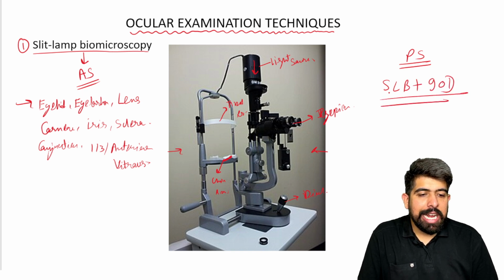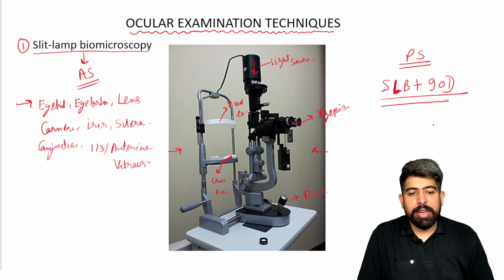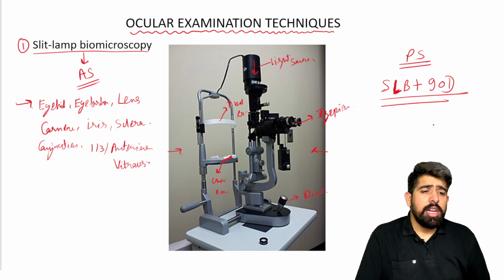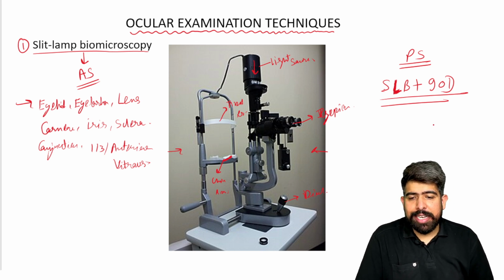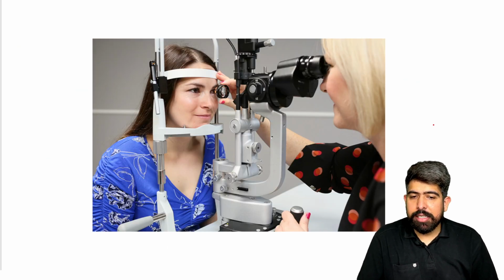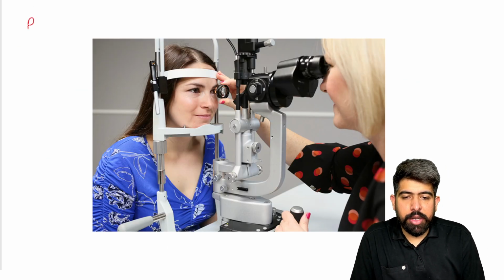What will I use? I will use the slit lamp biomicroscope. Please remember, this is your slit lamp biomicroscope, and with it we'll use the 90 diopter lens. We'll use the 90 diopter lens, so it will let us see your posterior segment. And you can see here what I am evaluating. Here we are evaluating the posterior segment.